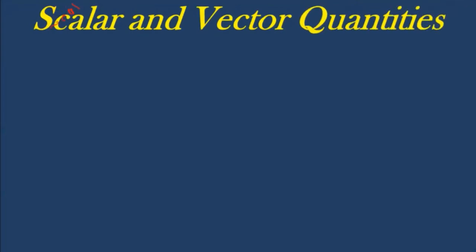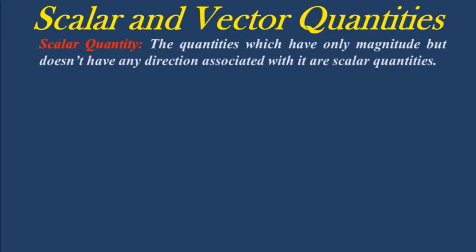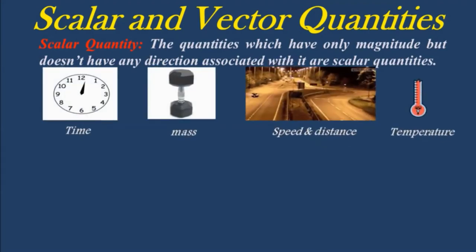Now, let us know about scalar and vector quantities. What is a scalar? The quantities which have only magnitude but don't have any direction associated with it are scalar quantities. Look here, time, mass, speed and distance, temperature, all are scalar quantities. That means there is no direction for these quantities.